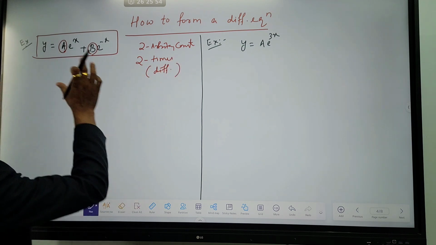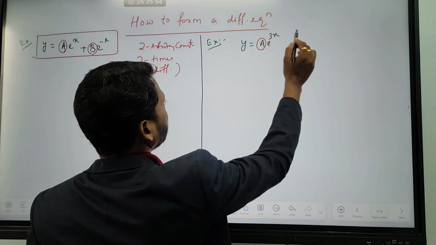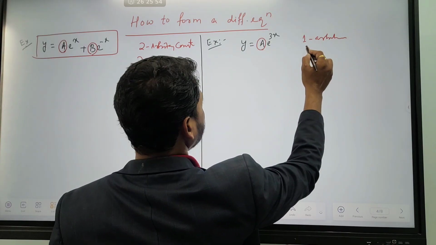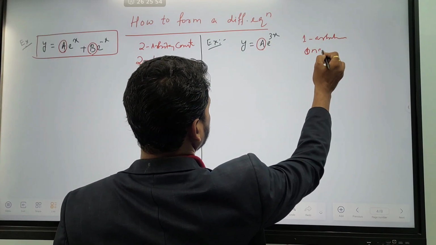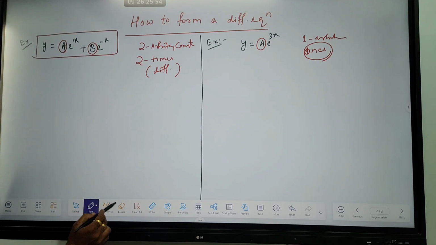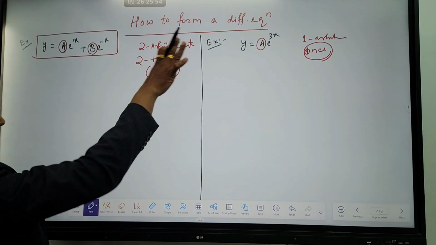You have to differentiate this function 2 times. How many arbitrary functions are there here? Only one arbitrary function, so we have to differentiate only once. You have to take the differentiation of this function only once. Is it clear? So now how to form this differential equation?